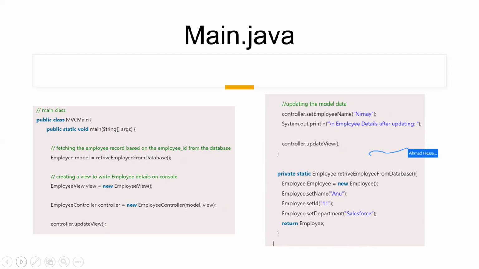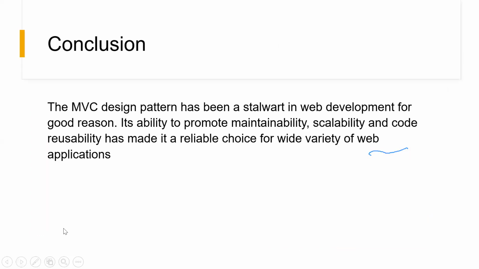So for the conclusion, this is the main structure for the database for the web development program. MVC is a good design pattern and a star word in web development for good reason. Its ability to promote maintainability, scalability, and code reusability makes it a reliable choice for a variety of code applications.